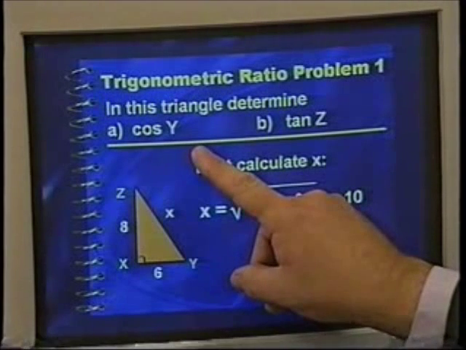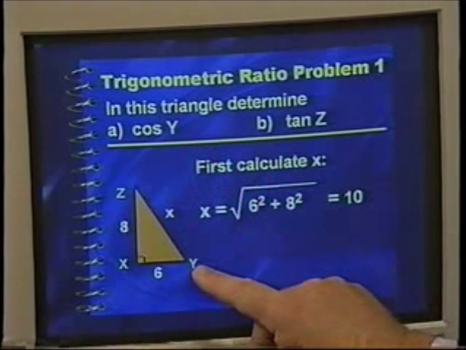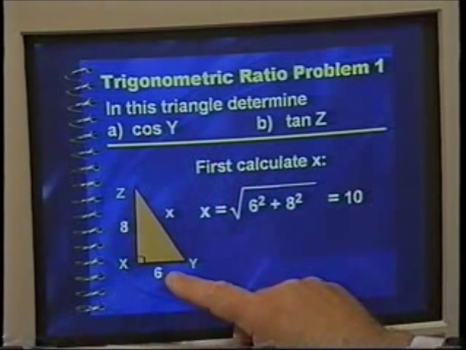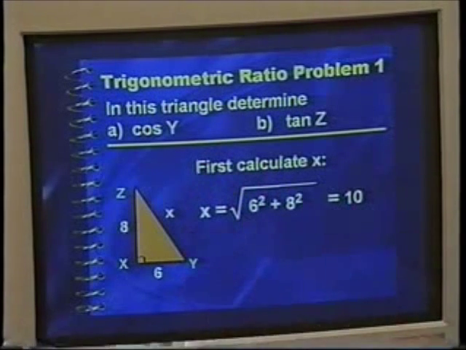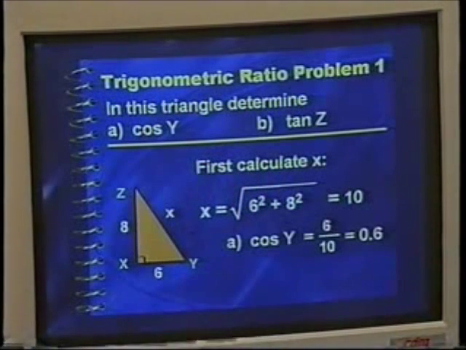What do we have to find? The cosine of y. The cosine is the adjacent side over the hypotenuse. So we should get 6 over 10, 0.6.